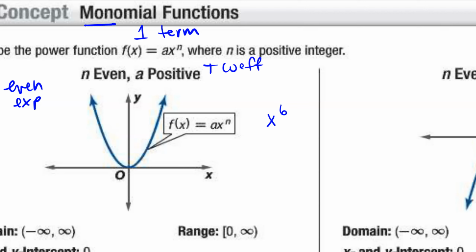Can someone give me an example? Robert, what would be an example that fits here? Something with an even exponent and a positive coefficient. Give me a positive number. Any number. 6, okay, and give me an even number. 4. 6x to the 4th. Perfect. Look at you go. Shane, you going to give me another example? Something that has a positive coefficient, even exponent.